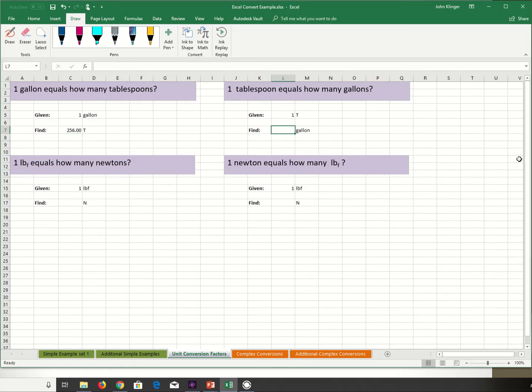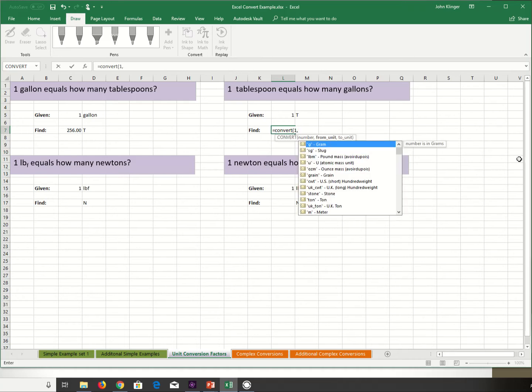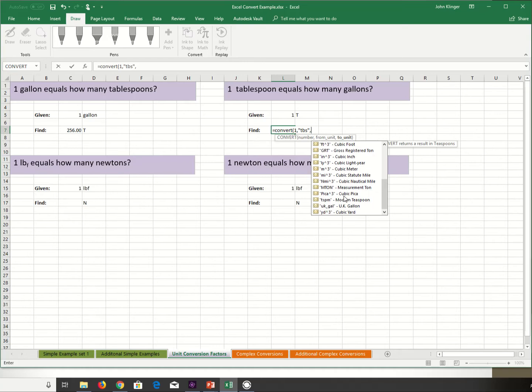Now here we're going to do equals convert. This is our other one, right? Our convert, and this time again it's still 1 because our conversion factors always equal 1. And this time we're going from tablespoons, quote, TBS, to gallons. I don't see it listed. It might be down further. Oh, I did see it.